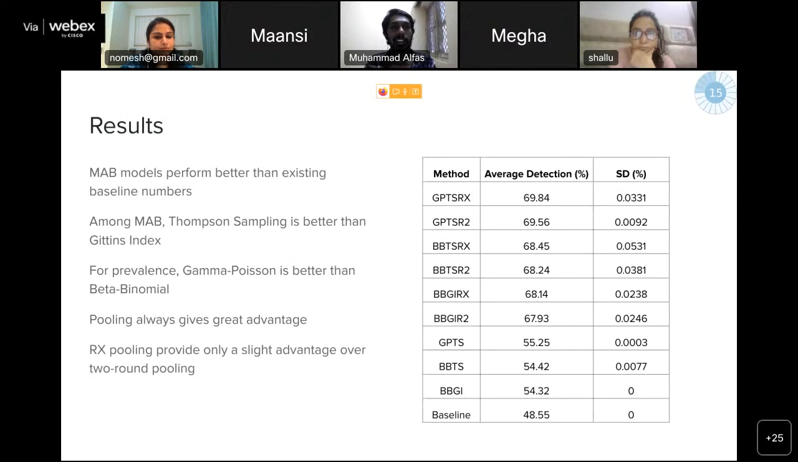So these are all the results from the simulation experiments. As we can see, there are 10 methods we experimented against the baseline method. So including the baseline method, there will be 11 methods.